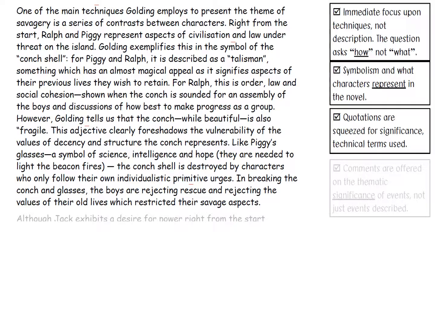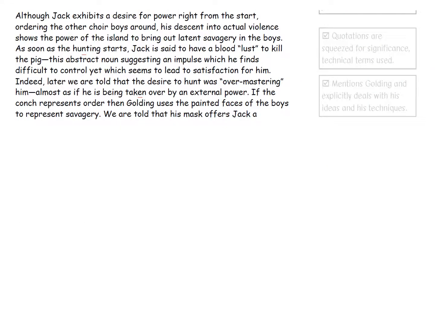Like Piggy's glasses, a symbol of science and intelligence and hope, they're needed to light the beacon fires, the conch shell is destroyed by characters who only follow their own individualistic, primitive urges. In breaking the conch and glasses, the boys are rejecting rescue and rejecting the values of their old lives which restricted their savage aspects.